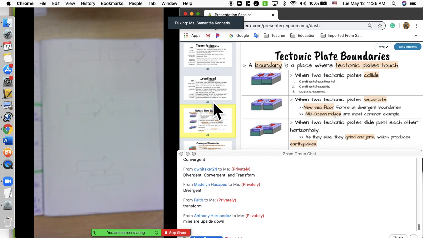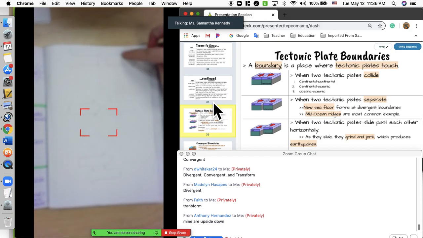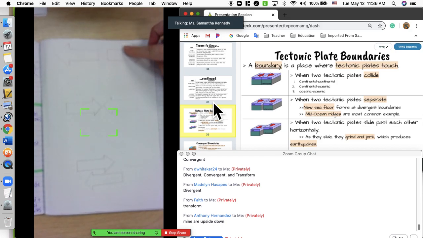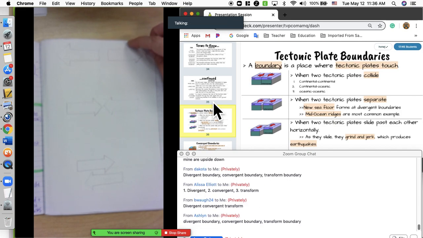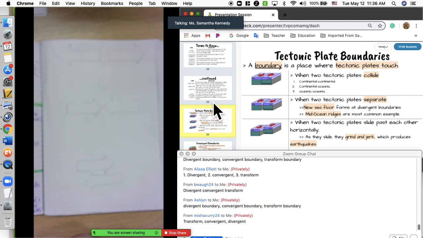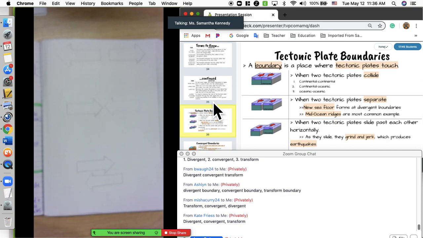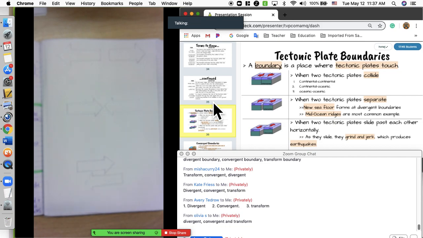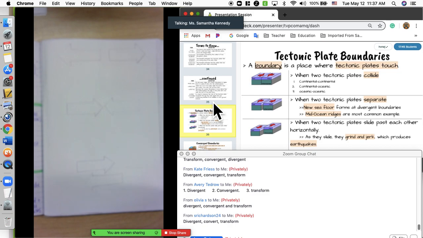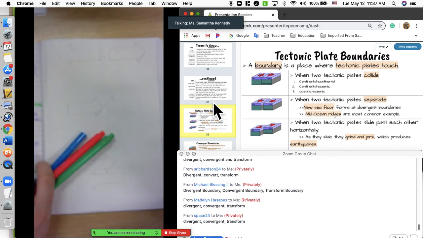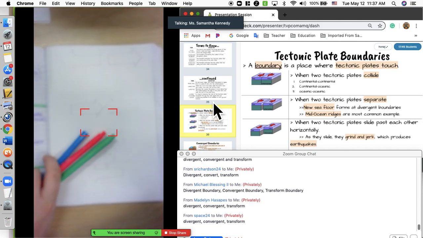Oh, if they're upside down, I'm a little worried because you probably don't have any space underneath this guy. So Anthony, make sure you put your information on top. And you can just do yours backwards, Anthony. Very good, very good. Divergent, convergent, transform. Very good. So let's go ahead and start with that.